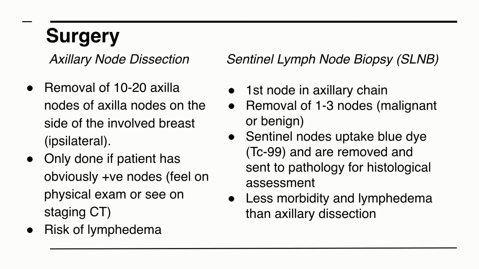So traditionally, what we would do is, if those nodes came back positive, we would progress a patient and do an axillary node dissection. So that way we really knew what we were working with. Radiation therapy has come quite a long way. And now what we tend to do is if they do come back with a node positive in the sentinel node chain, then we actually don't progress them to an axillary node dissection.